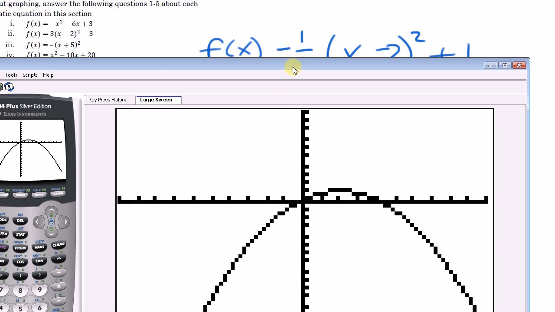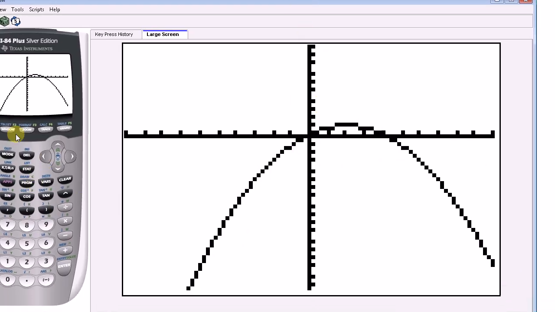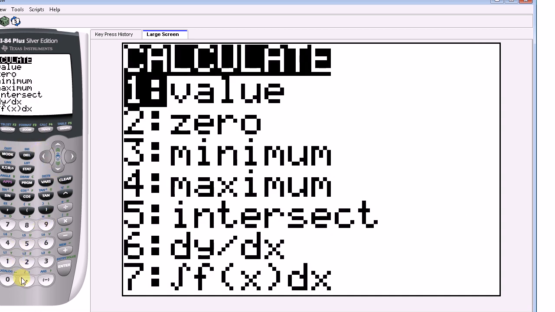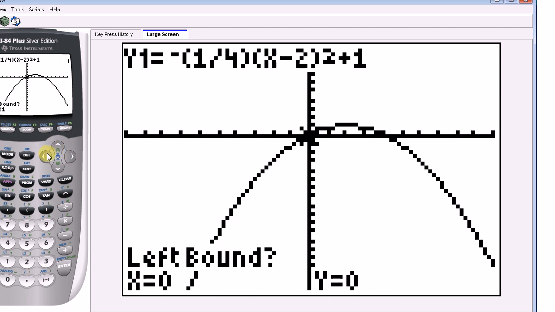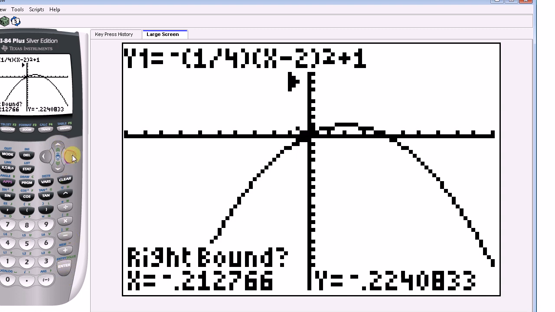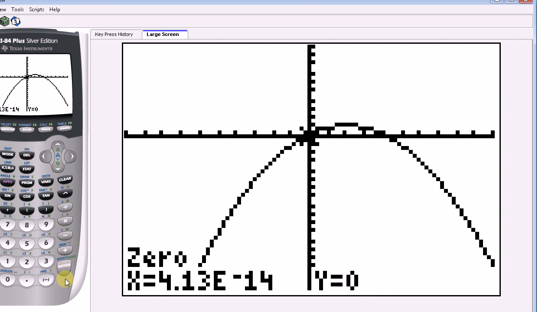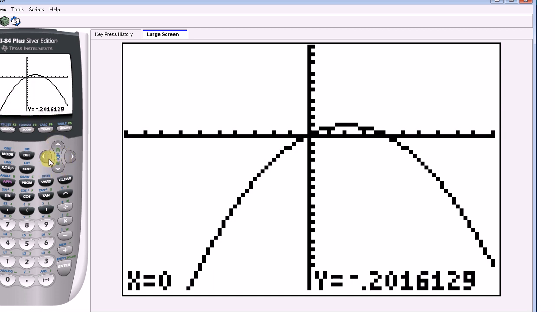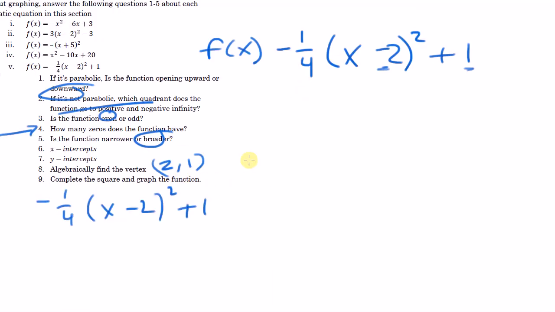This thing crosses at 0 at the point of origin. So let's go back to calculate. We're going to calculate a 0, and we're going to go left bound, and we're going to go right bound, and then we're going to hit enter. Oh, yeah, that's weird. It did say y equals 0 on its guess. But whatever. I hate using the calculator anyway.